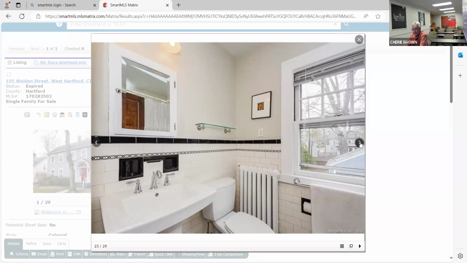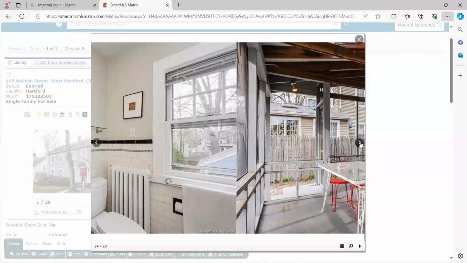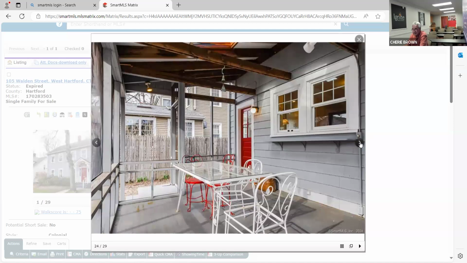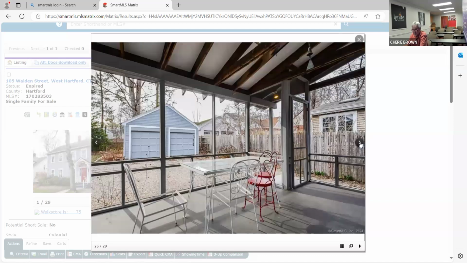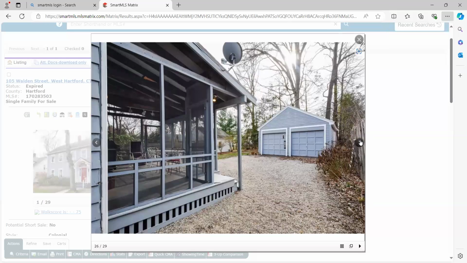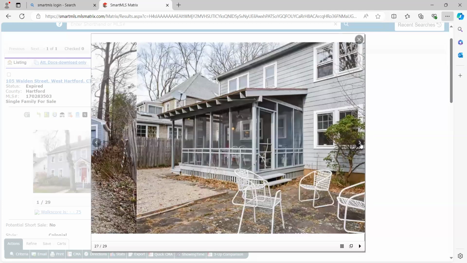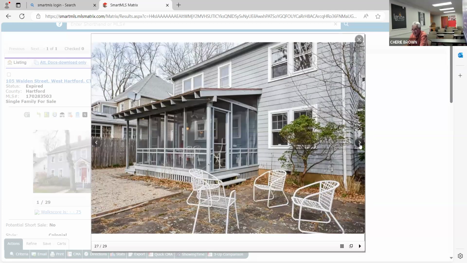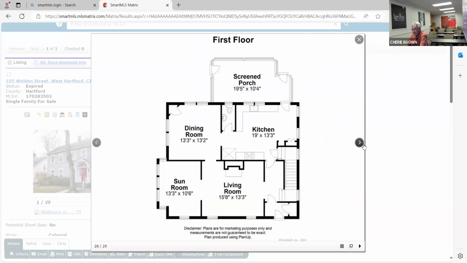So we've got the older tile, but newer toilet and sink, good shape. Little back porch. A 2-car detached garage. It's a small yard, but not much usable yard because they've got it pretty much covered with stone for the car access. A little bit of a patio area, not too much to speak of there. And then we have our floor plans.